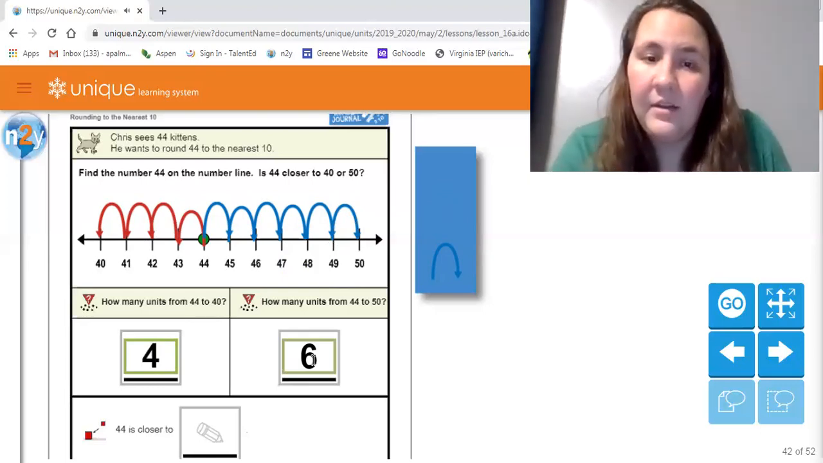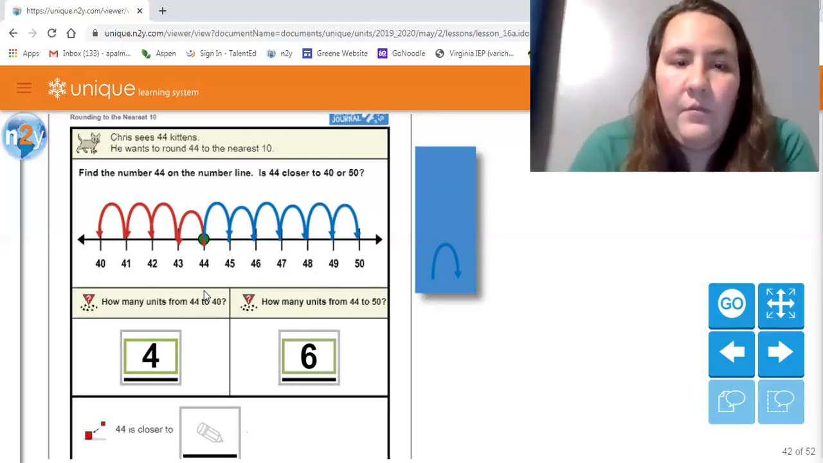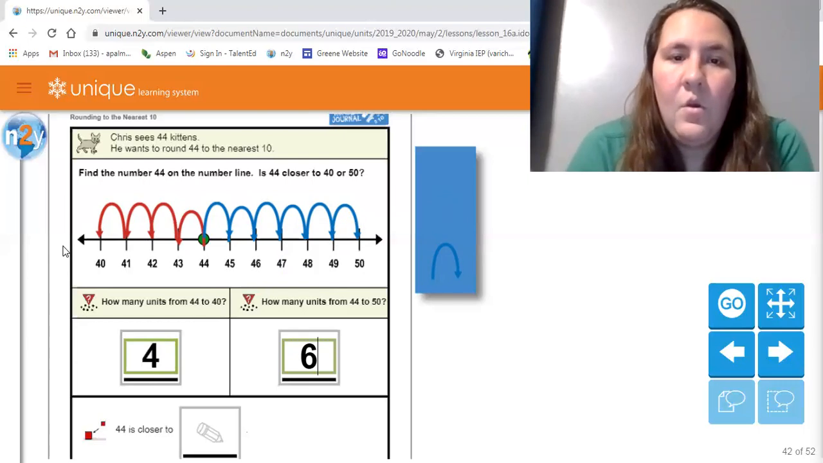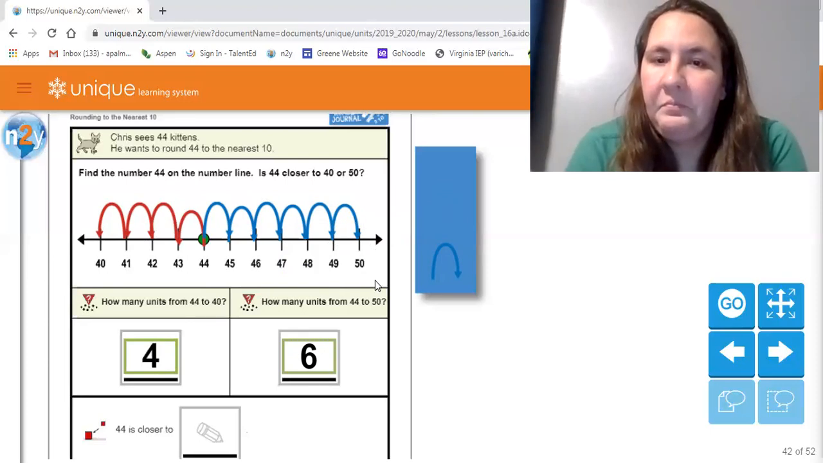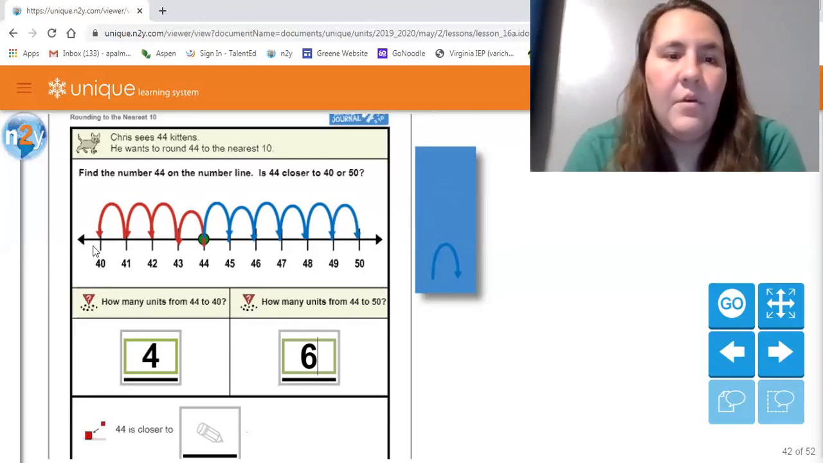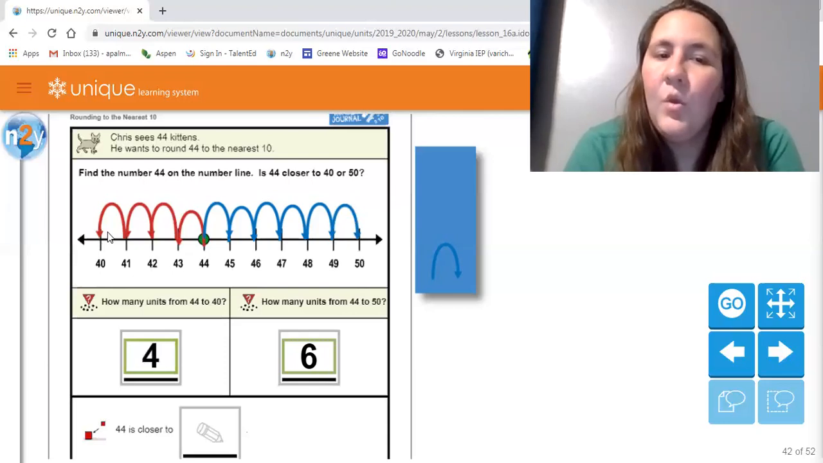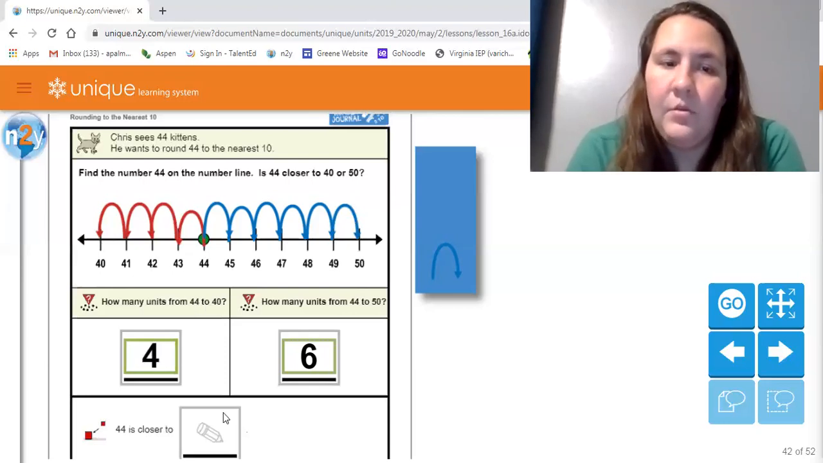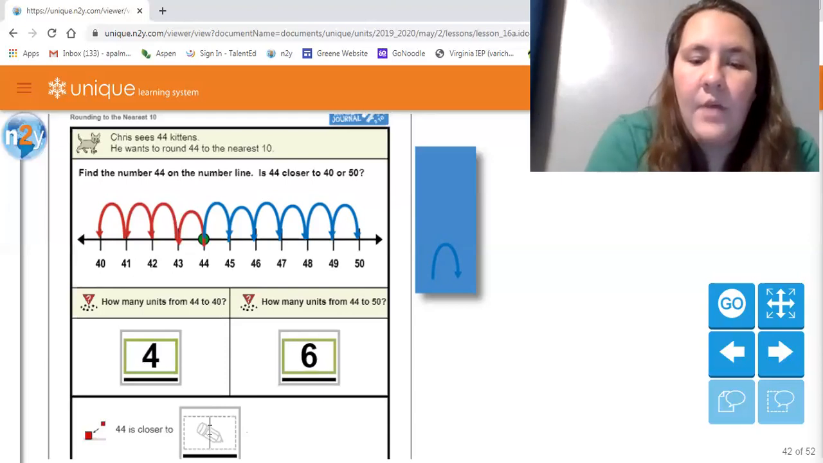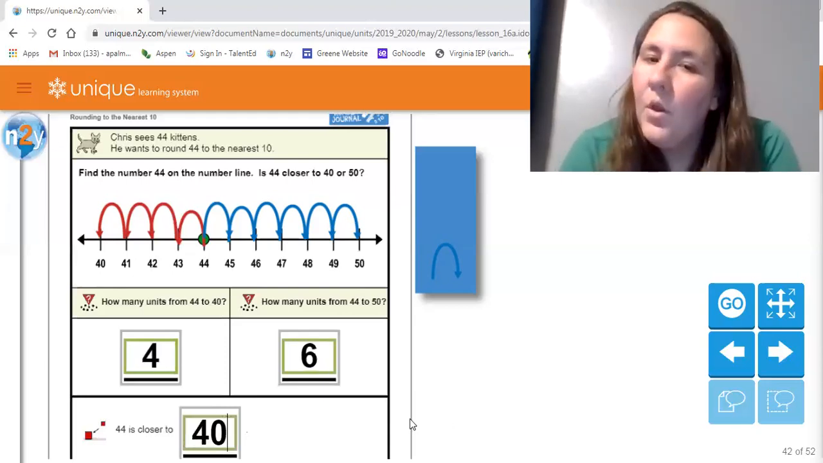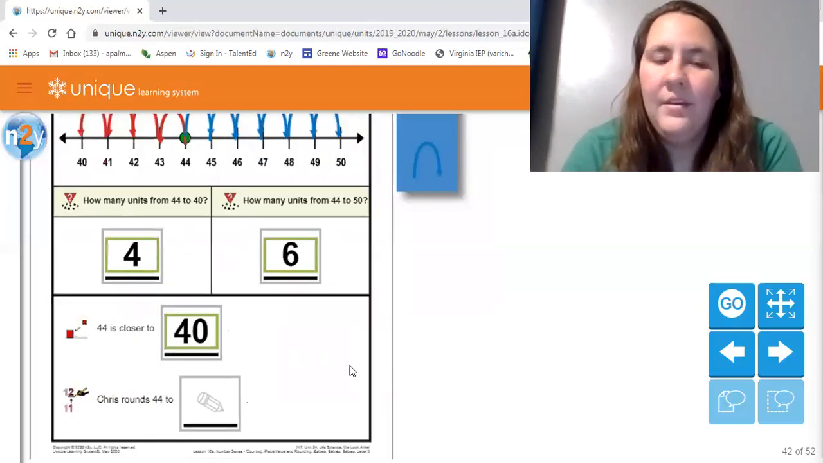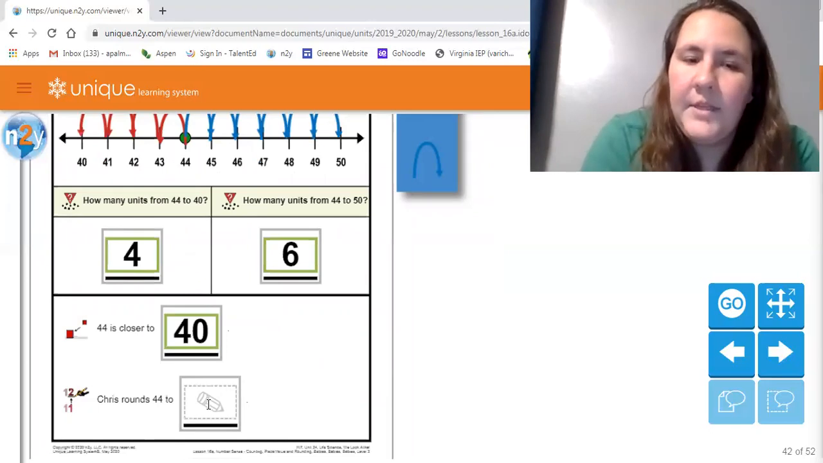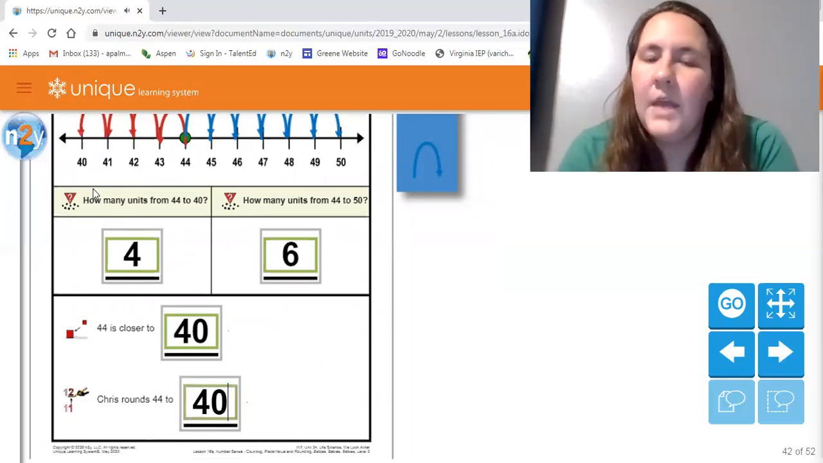And here's my question. Is 44 closer to the 40 over here? Or is it closer to the 50? Which one is it closer to? Beautiful. It's closer to this side, right? I needed less red than I did blue. So it's closer to 40. So with your thumb, please show me, am I rounding up or am I rounding down? Up or down? Good job, you guys. We're rounding closer to that smaller 10 number.